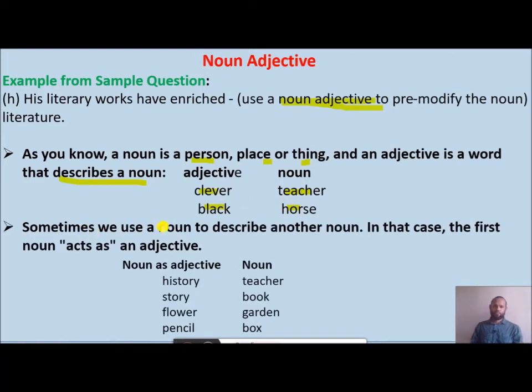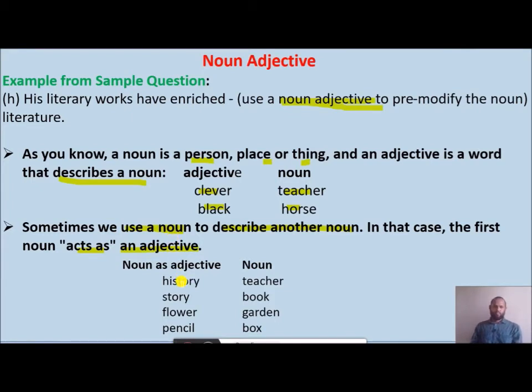But sometimes we use a noun to describe another noun. So a very important thing you should remember is that sometimes we use a noun to describe another noun. In that case, the first noun acts as an adjective. Okay, when we use a noun to describe another noun, the first noun acts as an adjective, and this is why that noun is called a noun adjective.